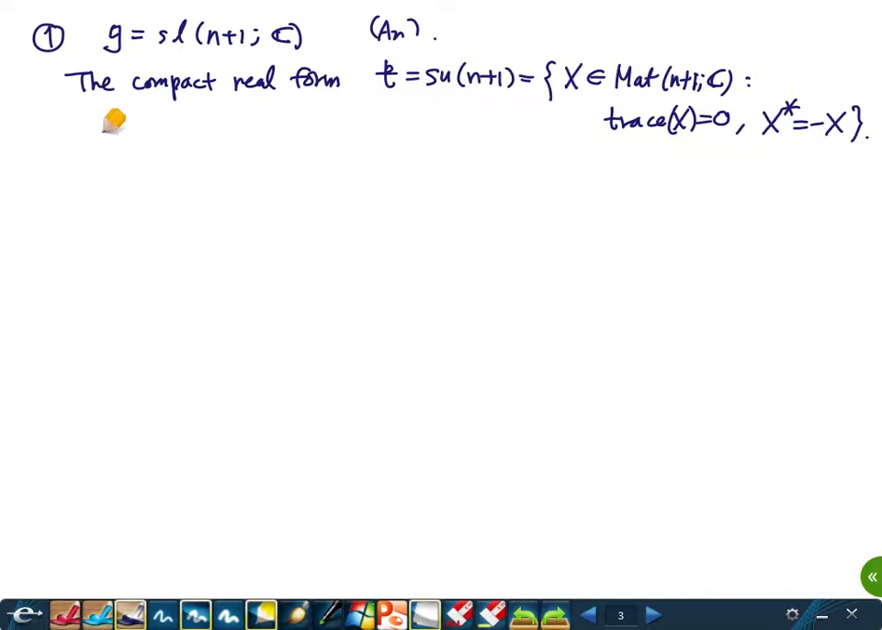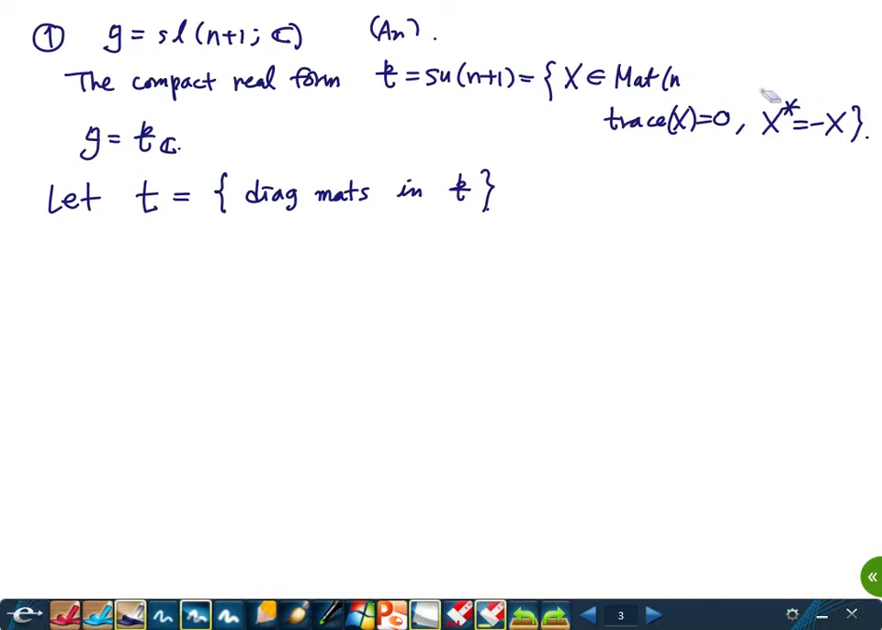So we have the compact real form. This is good. Now let's define T to be the set of diagonal matrices in K. Let's just collect all the diagonal matrices here. It has to have trace 0 and this. Oh, I think this is not good. You know, it's a real, right?